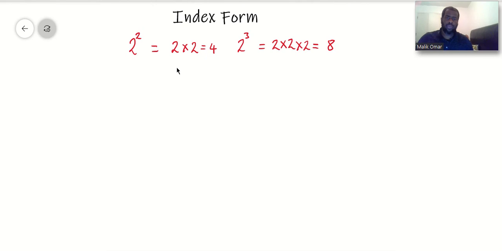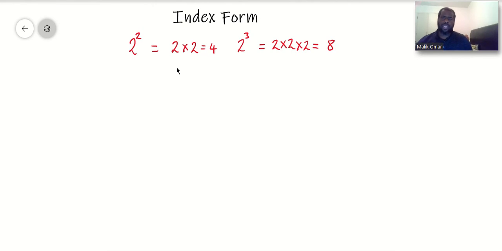Suppose we have 2 squared. This mathematically is written as 2 times 2. We're all aware that if we have, let's say, 2 to the power 3, this is 2 repeated how many times? That is 2 times 2 times 2, which is, by the way, 2 times 2 is equal to 4, and 2 times 2 times 2 is equal to 8. That's why we can express it in that format.